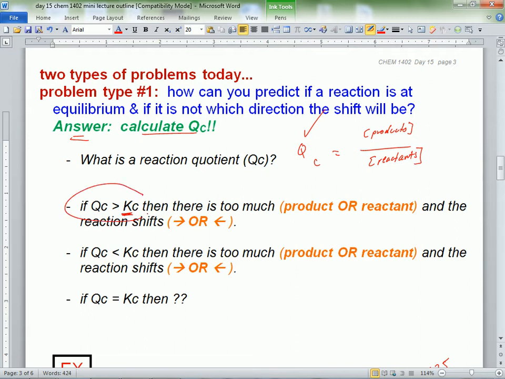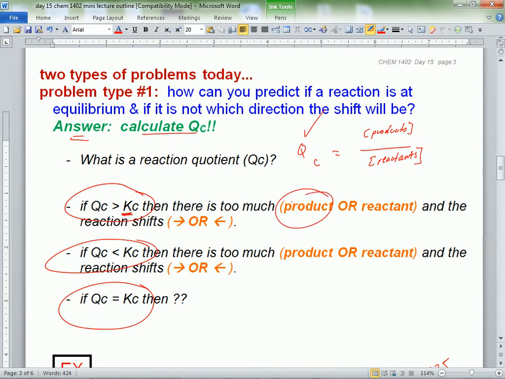Either what you calculated is going to be too big, or it's going to be too small, or it's going to be exactly the same as Kc. There's only three possibilities. So let's start at the top one. You calculate the Qc, concentrations of products over reactants, and you get a number that's too big. Well, that means that there's too much product. Good, because these equilibrium constant expressions are always products over reactants. So if your number's too big, you have too much product.